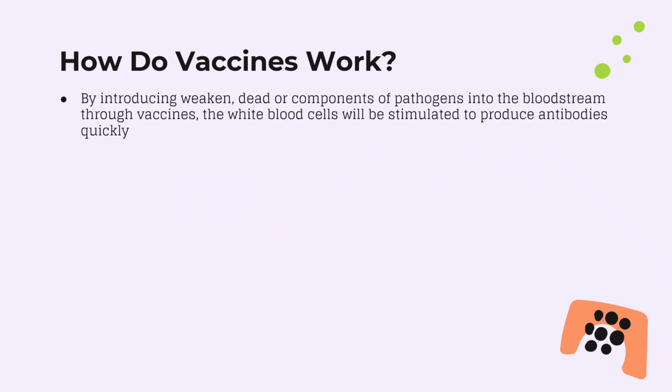So if we introduce a weakened, a dead, or a component of a pathogen through a vaccine, we can kickstart this antibody production. The white blood cells will be stimulated to produce antibodies quickly. So before the person gets the full contact of the disease, the antibodies are already in the body to counter the effect of the antigens of the pathogen when it enters the bloodstream.